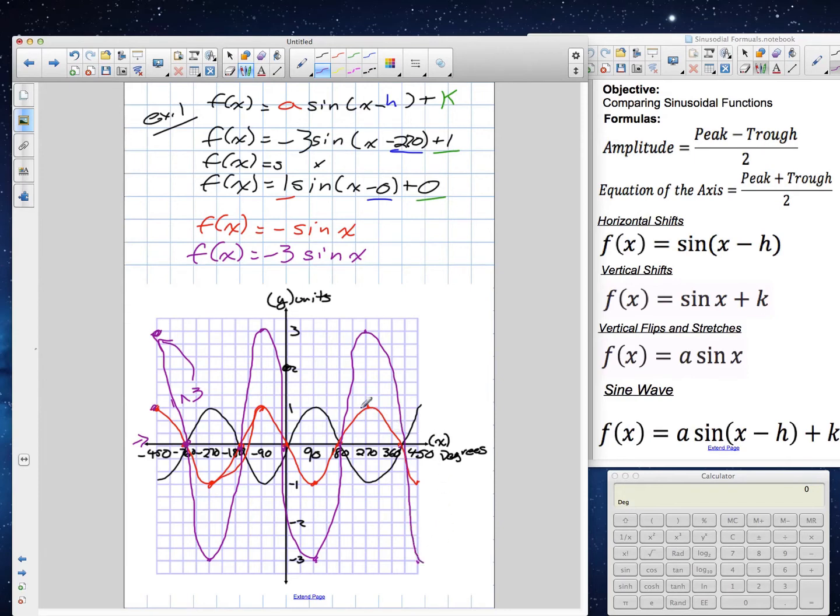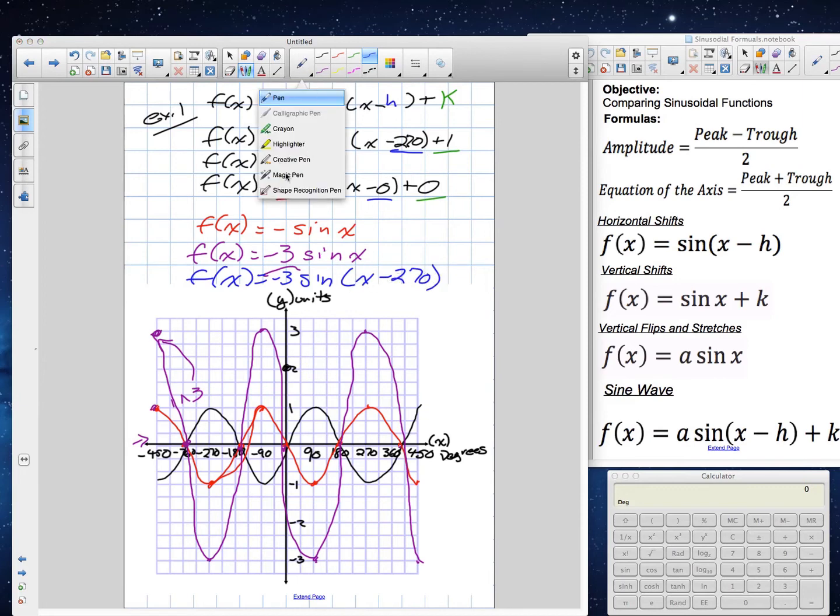Okay. So there's our purple version. That's when our A value is negative 3. Now from there, the next thing we talked about is a movement of 270 degrees. So the next one I'm going to do, f of x is equal to negative 3 sine of x minus 270. Now, if we're subtracting, which direction do we go? Right. We go to the right. We go in a positive direction.